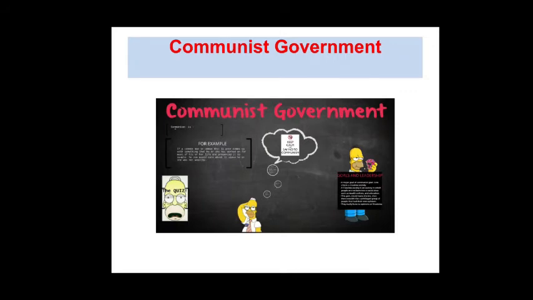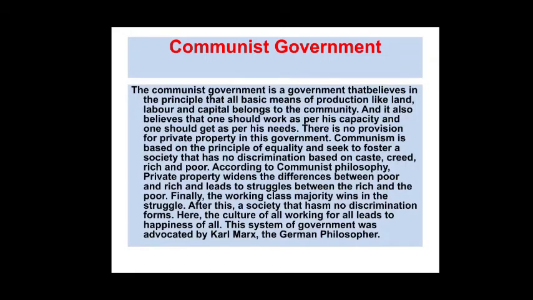So next, another type of government, that is communist government. Communist government is a government that believes in the principle that all basic means of production like land, labor, and capital belong to the community, and that one should work as per his capacity and get as per his needs. Every person has capacity, needs, and responsibility, so they can do the work accordingly.